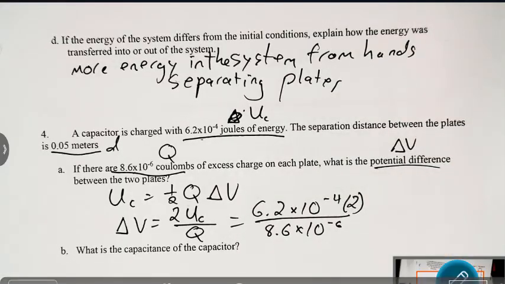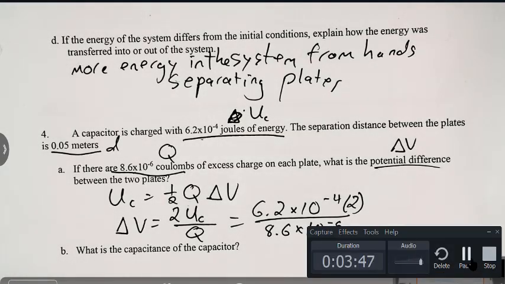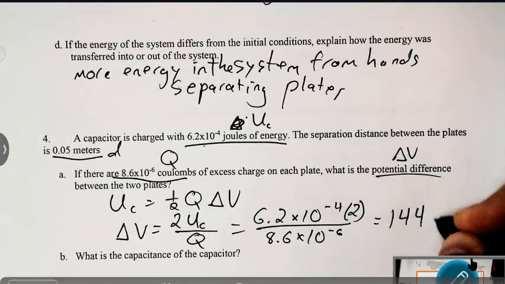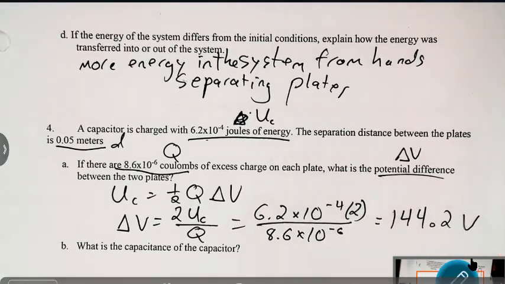And pardon me while I use my calculator. Let me pause the video so you don't have to wait for me. Okay, I'm back. So this potential difference is 144 volts, 0.2 volts, something like that.